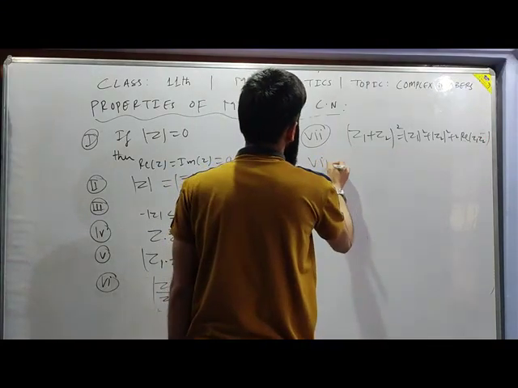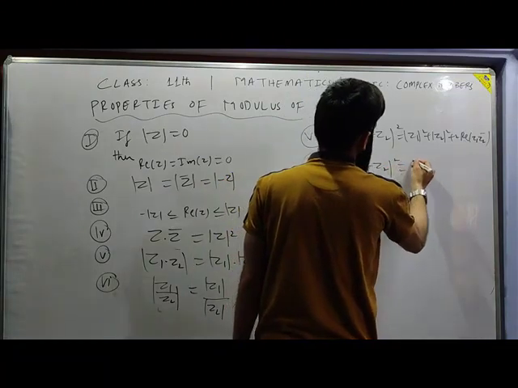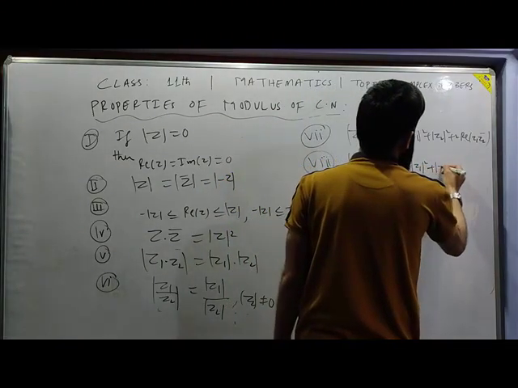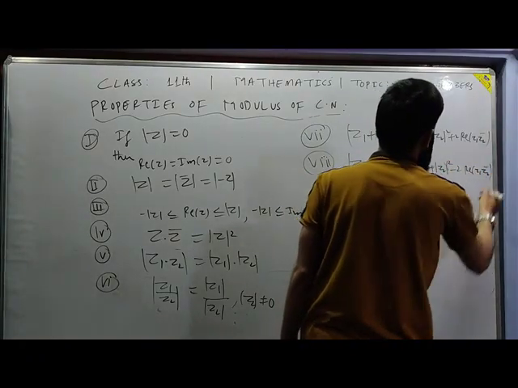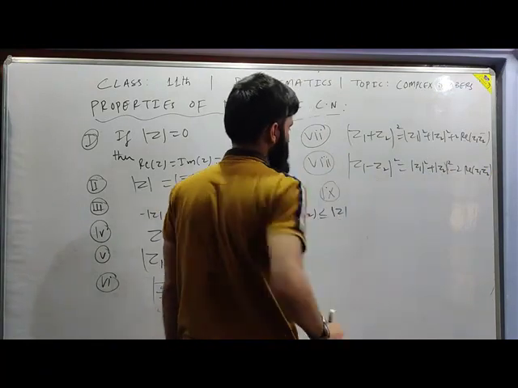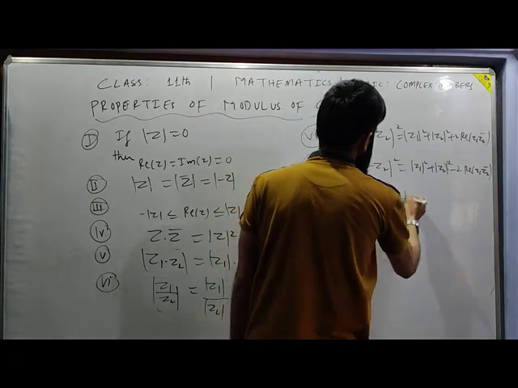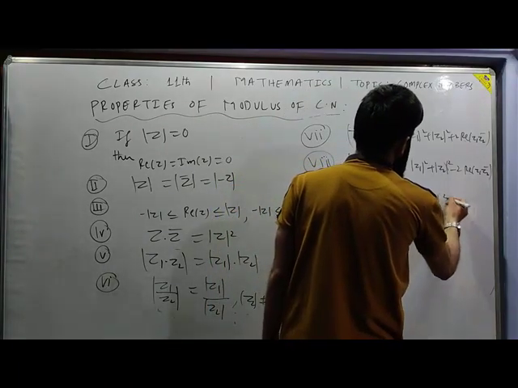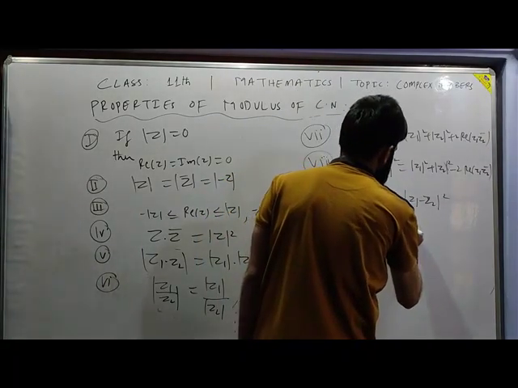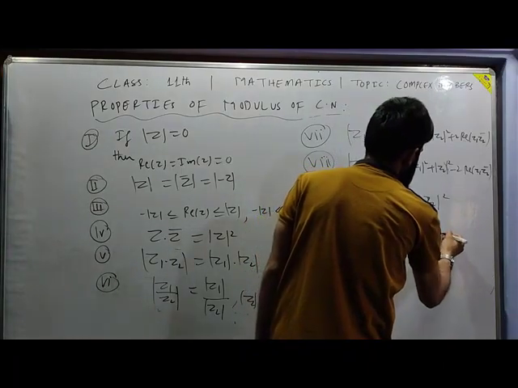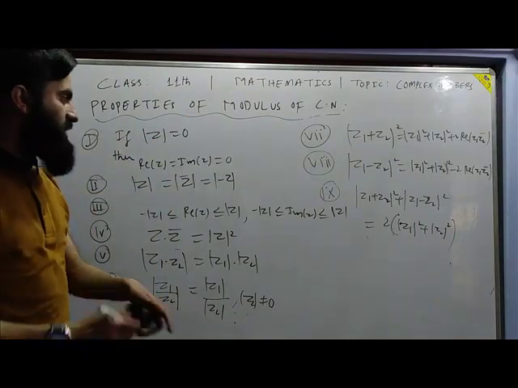And the eighth property we discussed is that mod of z1 minus z2 square is equal to mod of z1 square plus mod of z2 square minus twice the real part of z1 z2 conjugate. And the ninth one is that mod of z1 plus z2 square plus mod of z1 minus z2 square is equal to twice of mod of z1 square plus mod of z2 square. So these are the nine properties of the modulus of a complex number, and they are very much important.